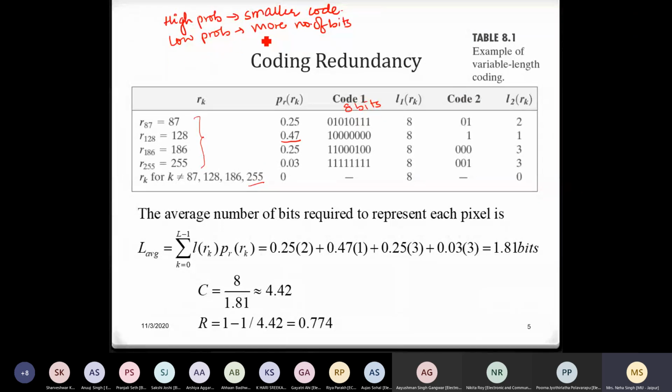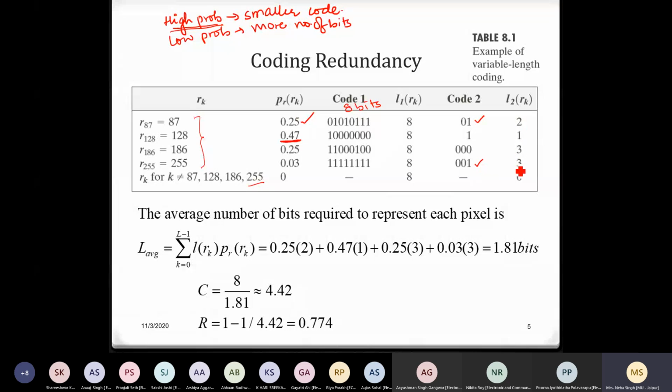So for a very small number of pixels, I will have longer codes. Otherwise, for high probability, for the maximum cases, I will have smaller codes which need to be transmitted. Here the symbol with the highest probability, 0.47, is given the smallest code of a single bit. As the probability decreases, as I go to 0.25, the number of bits utilized is 2. As I move further, to 0.25 or 0.03, the number of bits keeps on increasing.